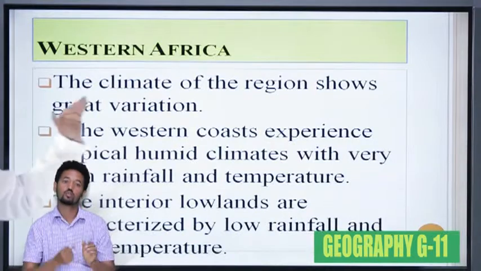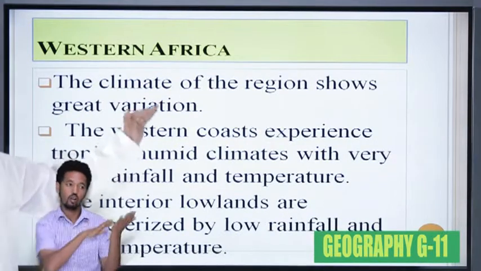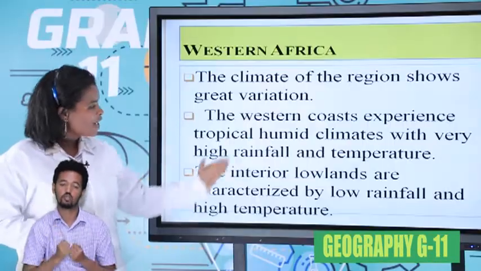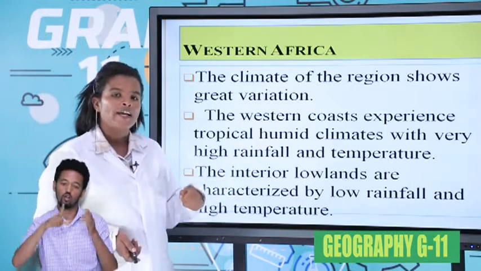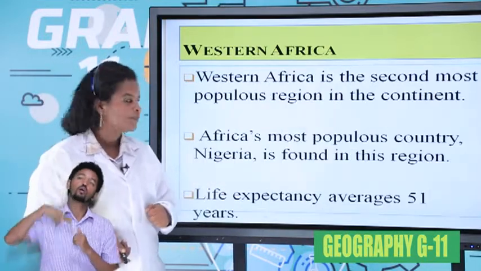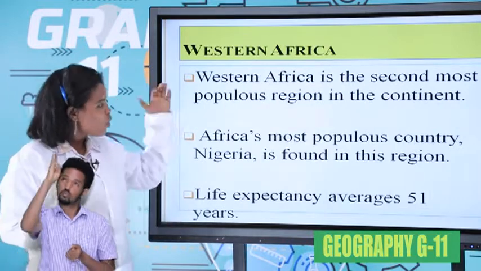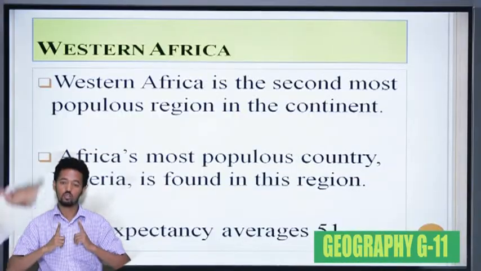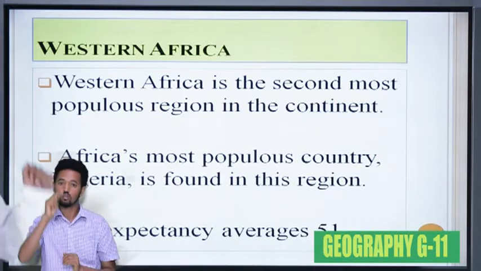The western coast experiences tropical humid climates with high rainfall and high temperature. The interior lowlands are characterized by low rainfall and high temperature. Western Africa is the second most populous region in the continent. Africa's most populous country, Nigeria, is found in this region.